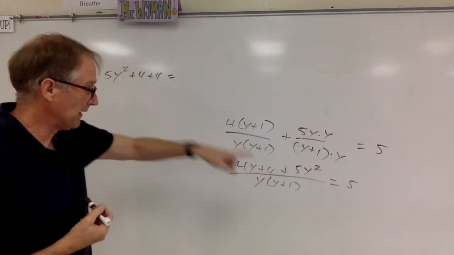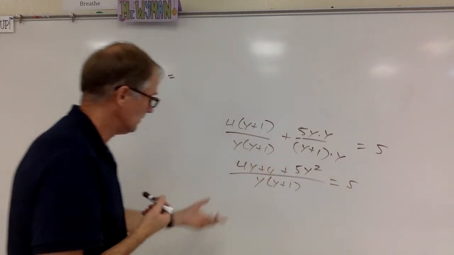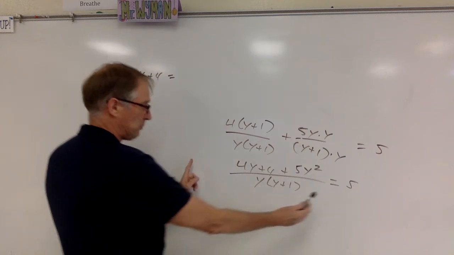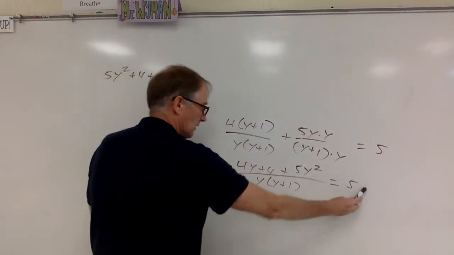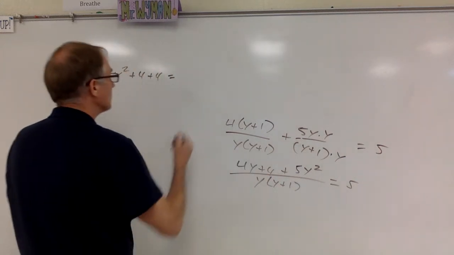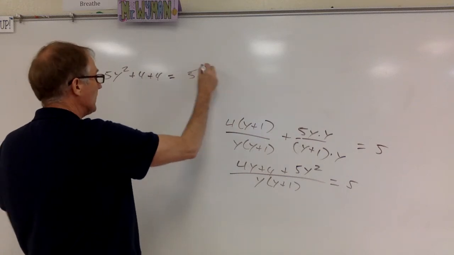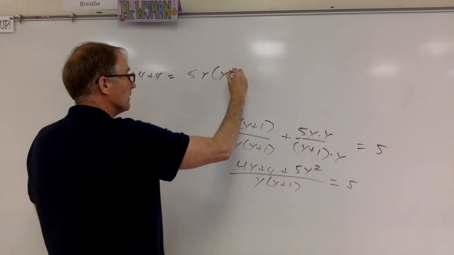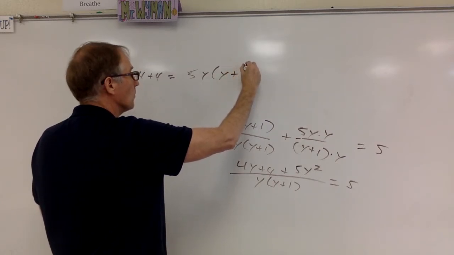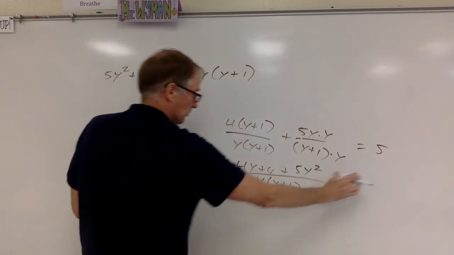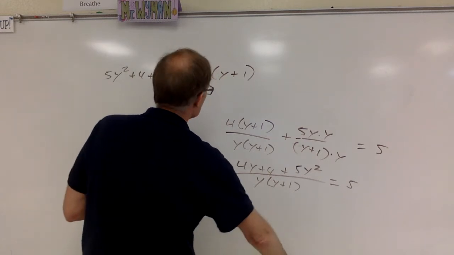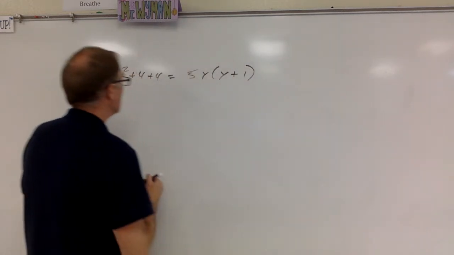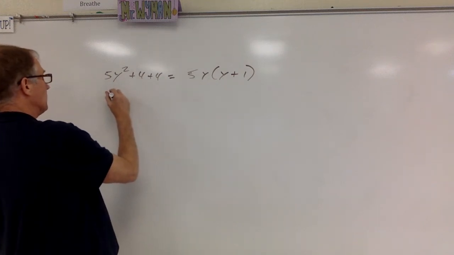I can multiply this to the other side now. Cross multiply that over here. It's the same thing as multiplying both sides by the denominator. So that's going to be equal to 5 times y plus 1. I just took this and cross multiplied it over there. I'm going to erase all this because I need the space. So let's see what we can do with this.